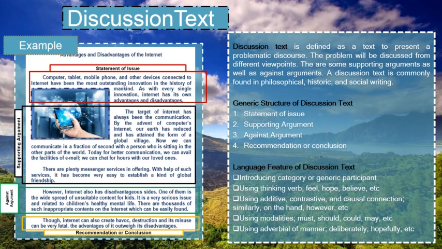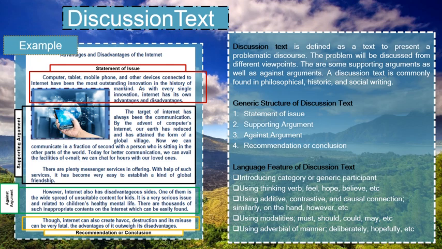Generic structure of discussion text. Number 1, statement of issue: stating the issue which is to be discussed. Number 2, list of supporting points: presenting the points supporting the present issue. Number 3, list of contrasting points: presenting other points which disagree with the supporting points. Number 4, recommendation: stating the recommendation of the discourse.